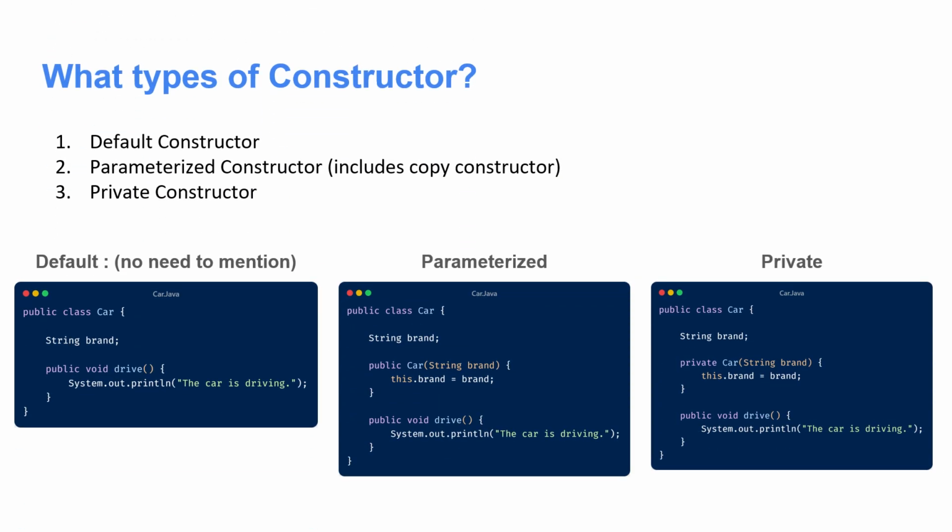What are the types of constructors? There are mainly 3 types of constructors in Java. Default constructor: it takes no parameters and is provided automatically by Java if you don't define any constructor. Parameterized constructor: it accepts arguments to initialize object properties with custom values. A copy constructor is a special form of this, used to copy values from another object. Private constructor: it restricts object creation from outside the class and is commonly used in singleton or utility classes. Each constructor serves a specific purpose in object initialization and design control.